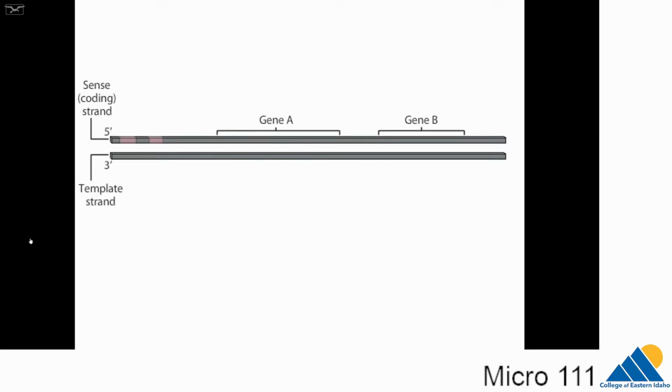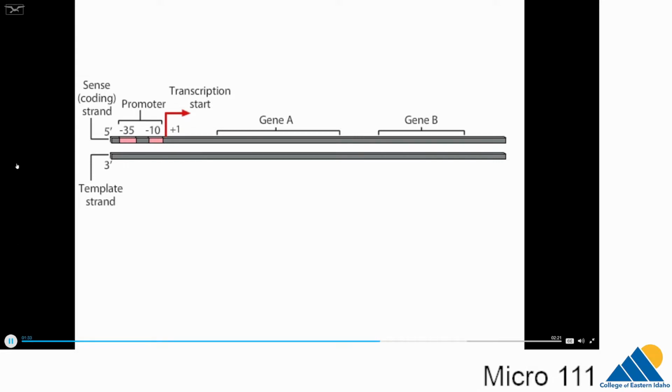RNA polymerase binds to conserved regions of the promoter called the -10 and -35 regions. Binding here directs the polymerase to start transcription just downstream at nucleotide +1. The -35 and -10 sequences are 35 base pairs upstream and 10 base pairs upstream of the transcription start site.